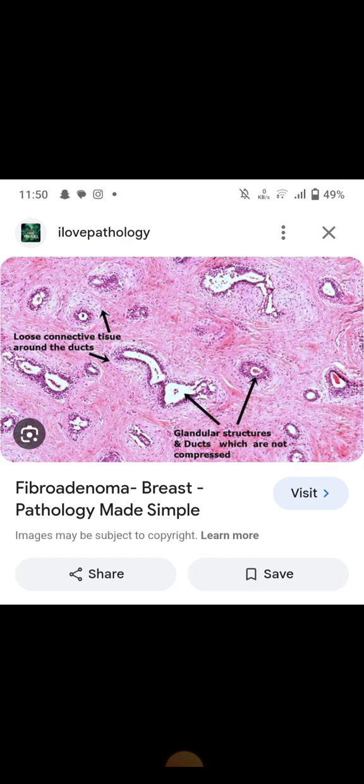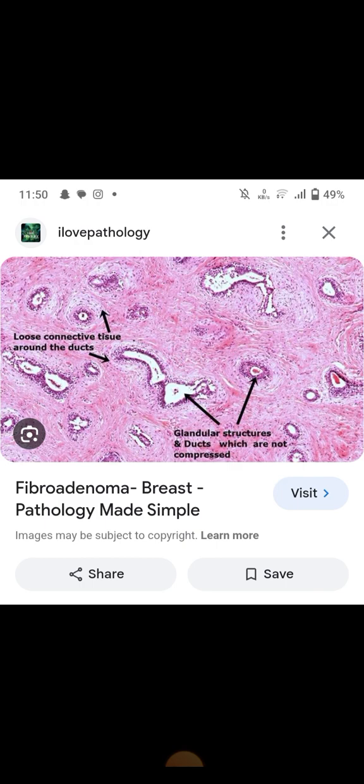In microscopic features, you must know 2 or 3 features. Number one is that it is a biphasic tumor. Why do we call it biphasic? Because it shows two types of proliferation. One is in the fibrous tissue and the other one is in the glandular tissue. As this tumor shows proliferation in fibrous tissue as well as glandular tissue, it is known as a biphasic tumor. Or you can say that this tumor has two components: one is fibrous tissue and the other one is glandular tissue.